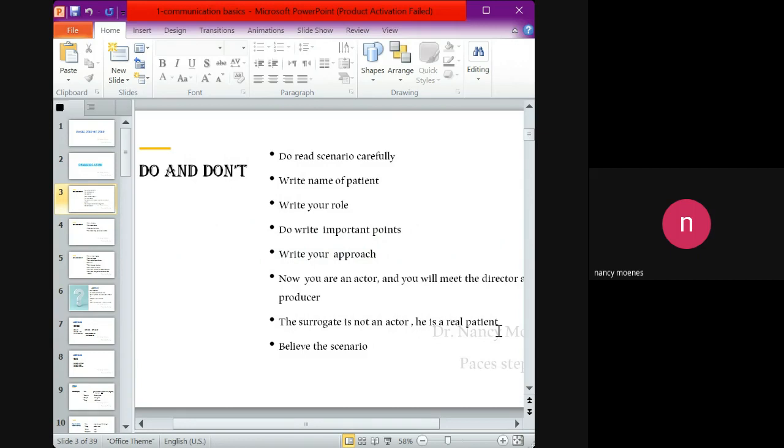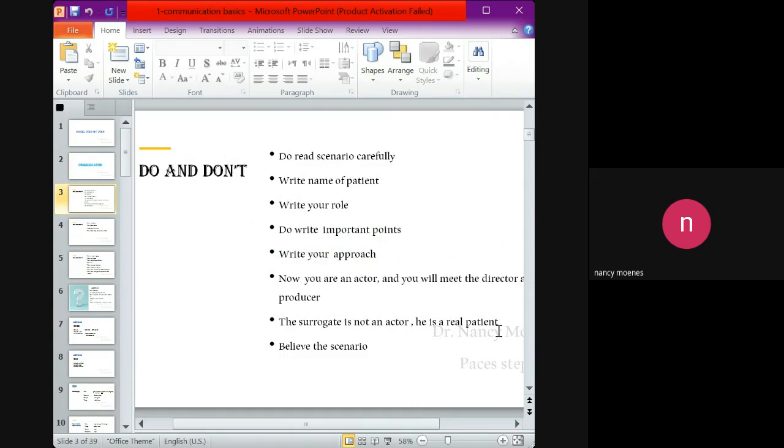Then you will write your role. You are just the doctor in the clinic. You are the doctor in the ICU. You are the doctor in the ward. Because you need to understand what your role is here and to know what your limitation is. And when you involve a multidisciplinary team, don't involve yourself again.